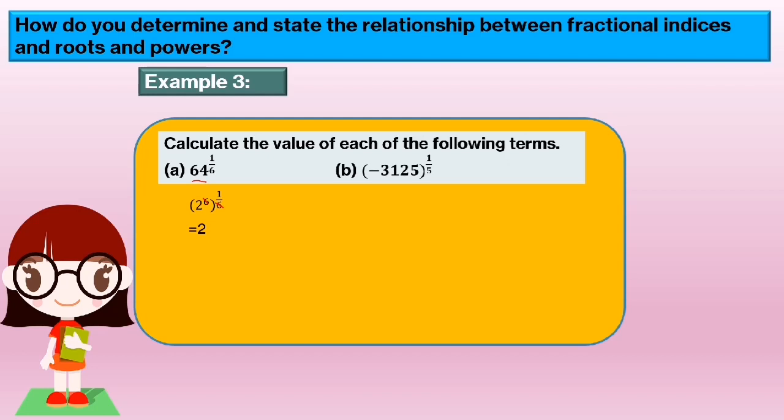B. Negative 3,125 to the power of 1 over 5. Okay, so we change to base 5. Negative 5 to the power of 5 times 1 over 5. Then we can simplify it, and we obtain negative 5.